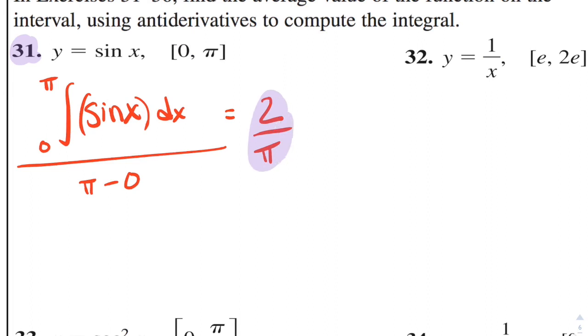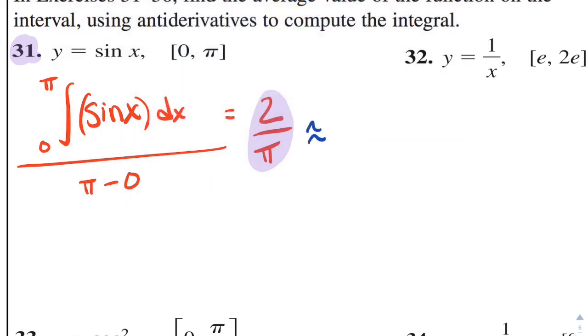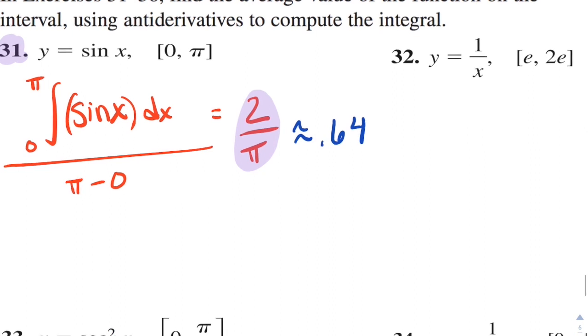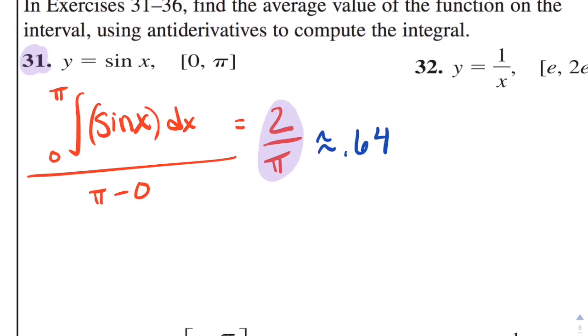Now, if we can leave it as an exact value, we will. I will show you what the approximate value would be if we are looking at 2 divided by pi, which is about 0.64. Now, I would rather see an exact value if possible. Some of these you won't be able to, and that's fine. But it's about 2 over pi units squared for our average value.